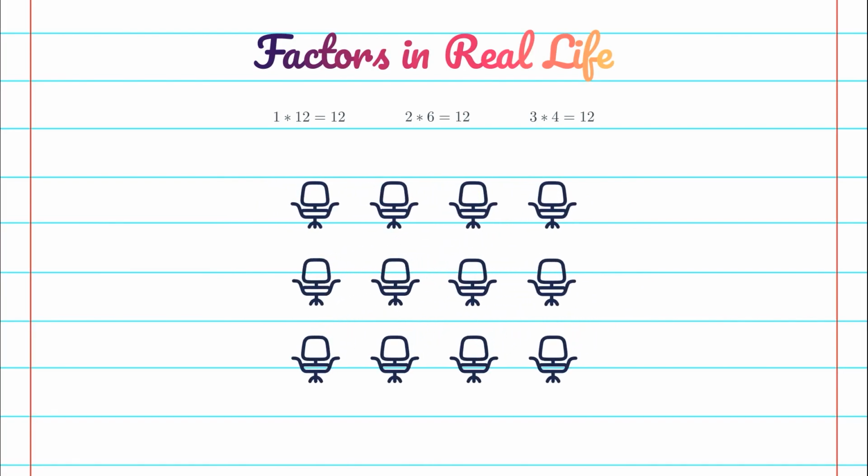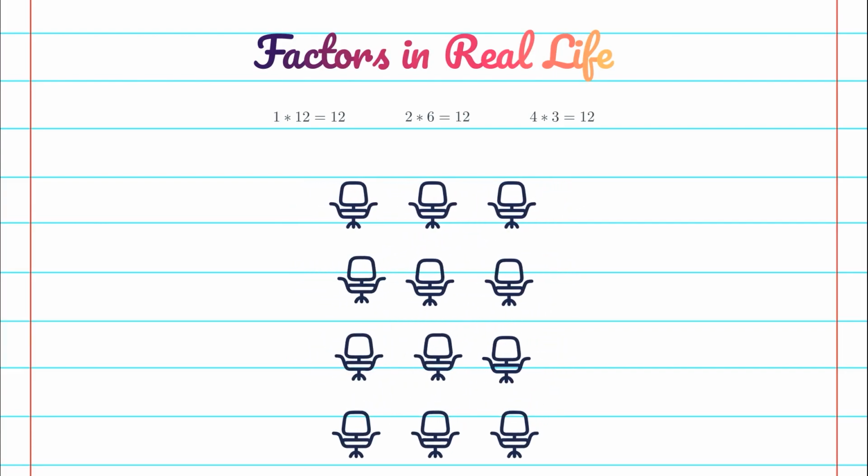But wait, we are not done yet. We also can swap these numbers in the combination to get more arrangements. For example, instead of saying 3 times 4, we also can say 4 times 3, which is the same thing, but it gives us a different arrangement like this.